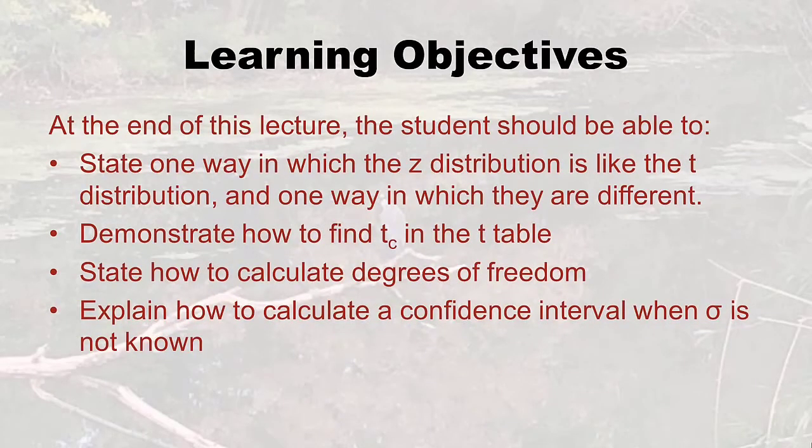Now, at the end of this lecture, you should be able to state one way in which the Z distribution is like the T distribution and one way in which they are different. You should also be able to demonstrate how to find T sub C in the T table. You should be able to state how to calculate degrees of freedom, and you should also be able to explain how to calculate a confidence interval when the population standard deviation is not known.